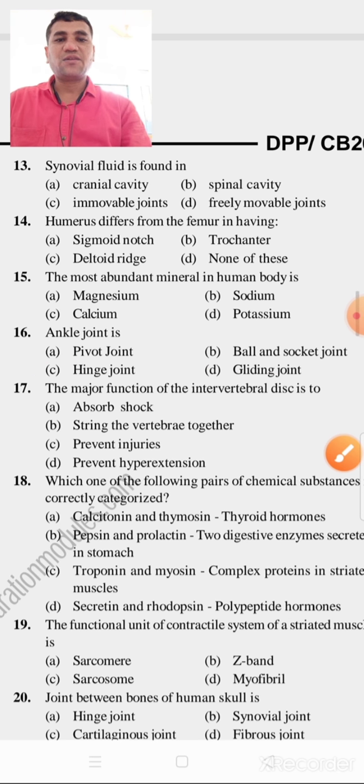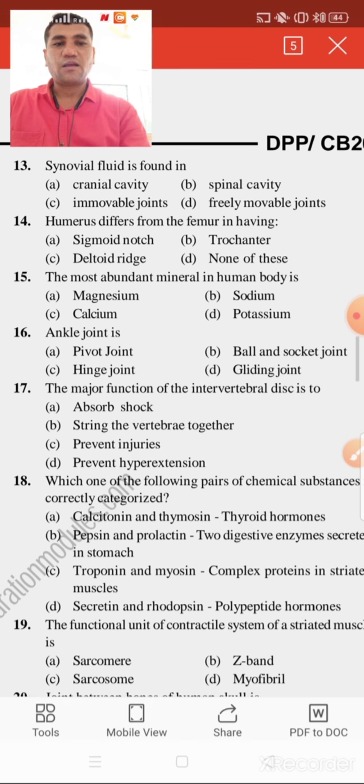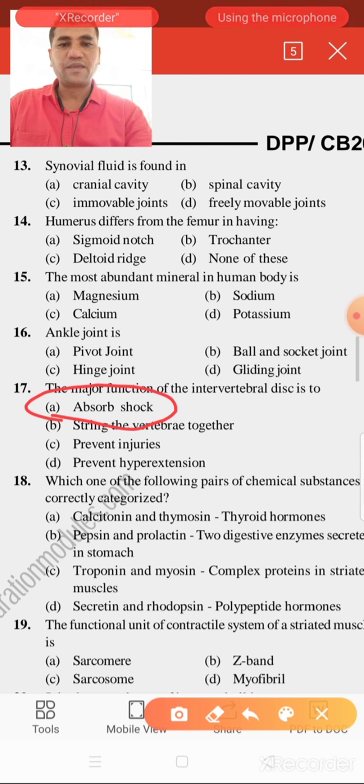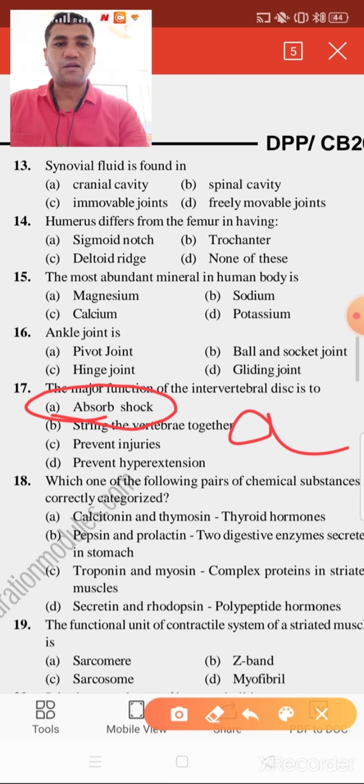The major function of the intervertebral disc is to absorb shock, string the vertebrae together, prevents injury, prevents hypertension. Absorb shock is the major function of the intervertebral disc.